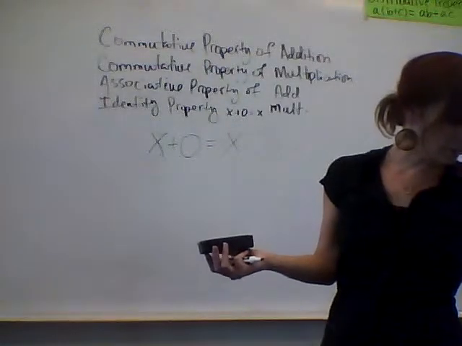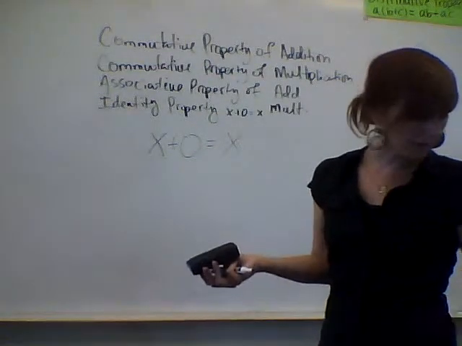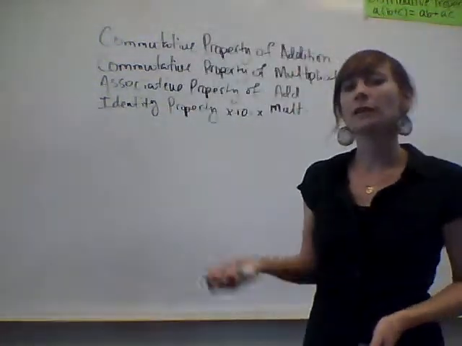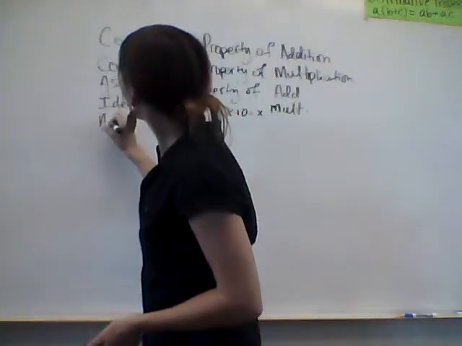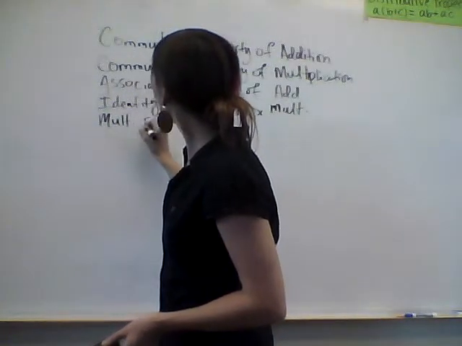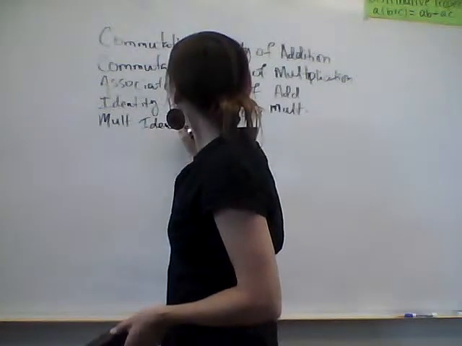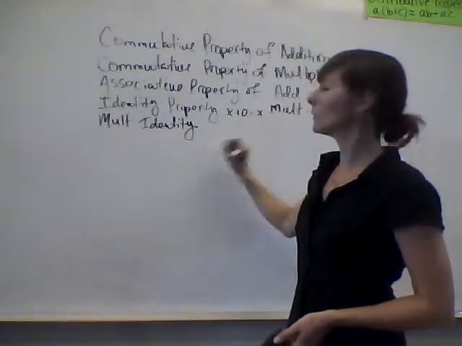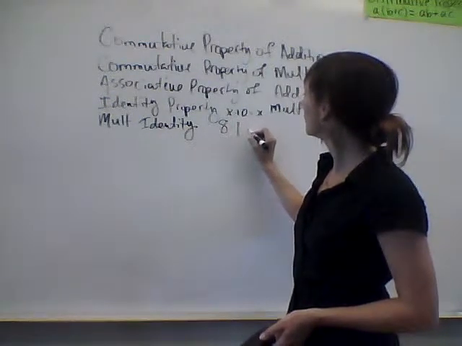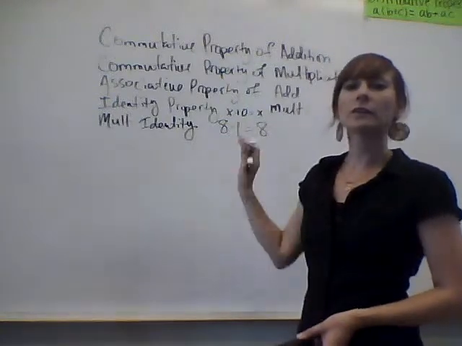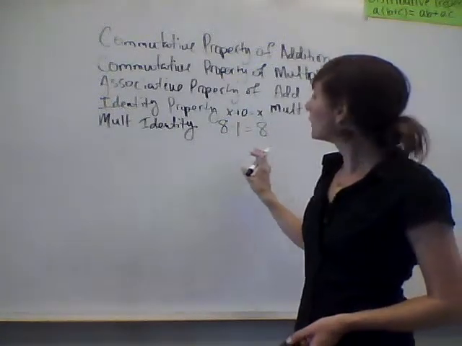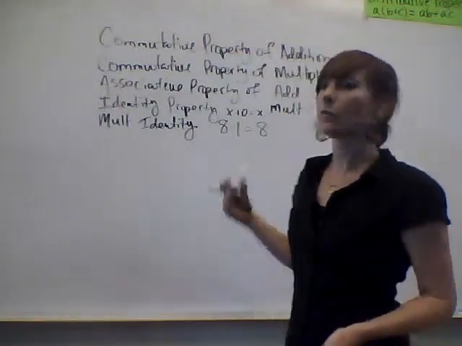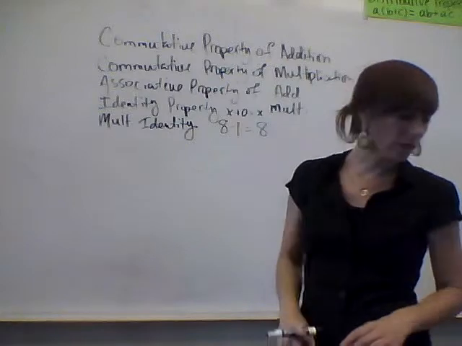Okay, and now there's also a multiplicative identity, and that means that any number times 1 equals itself. So the multiplicative identity property is any number times 1 equals that number. So for example, 8 times 1 is still going to equal 8. And you guys already know this information, but now you're learning about the properties. They're like the rules of why this is possible because of these properties.